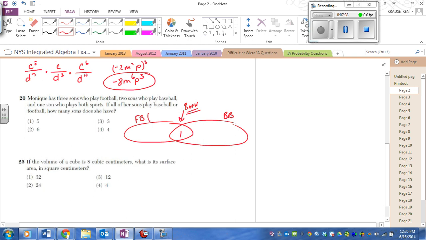We know that 3 of her sons play football. Well, we already have 1 son here, so I'm going to need 2 more sons. And 2 sons play baseball. Well, I already have 1 here, so there's supposed to be 2 in the circle. It gives me 1 more. She's got a total of 4 sons.